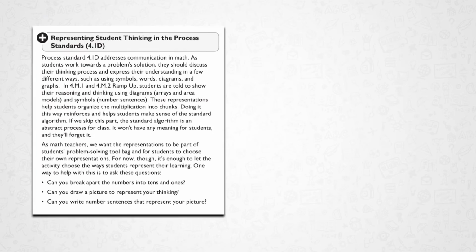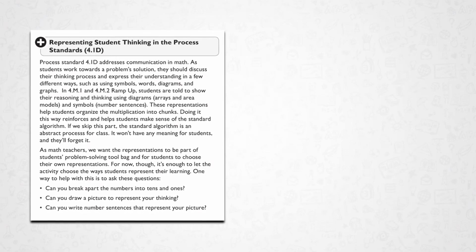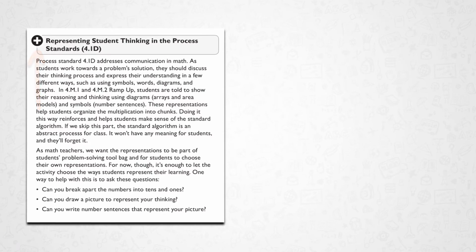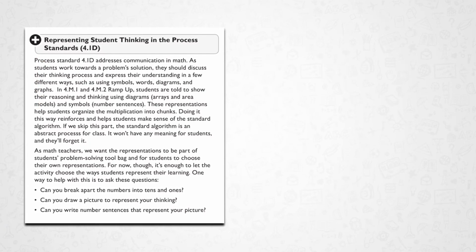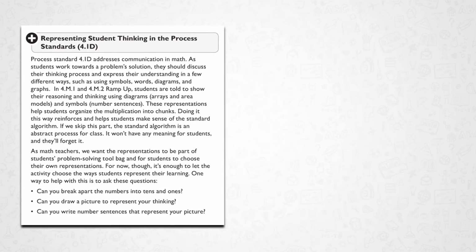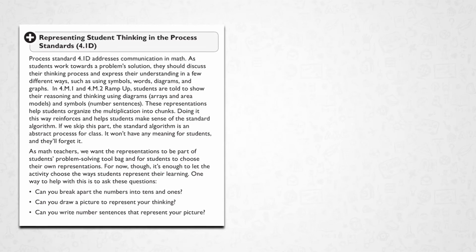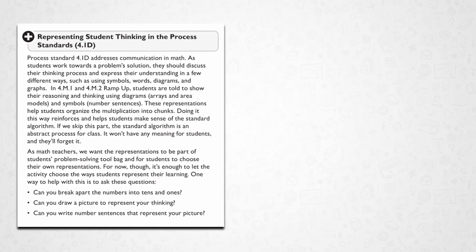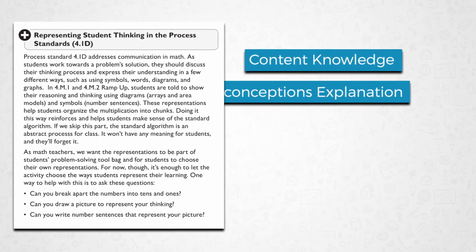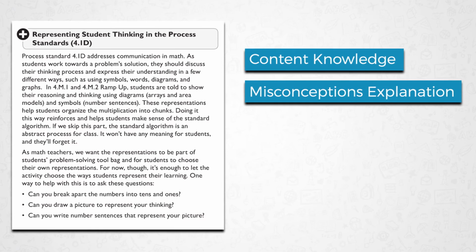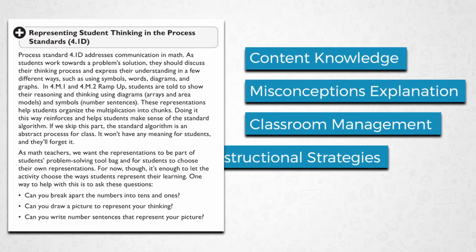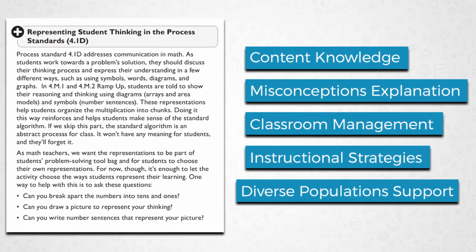Let's look a little bit more at the content and instruction extras. See the orange arrow pointing to the plus sign? That icon tells you that you are looking at a content and instruction extra, and oftentimes the content and instruction extra is tied to one of the mathematics process standards. These extras include content knowledge for you, explanations about possible misconceptions that students may have, classroom management strategies, instructional strategies, and support for special populations.